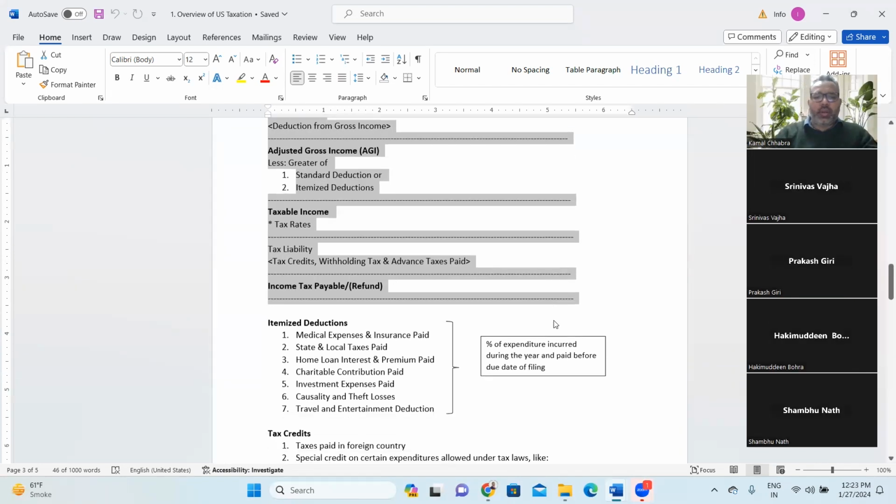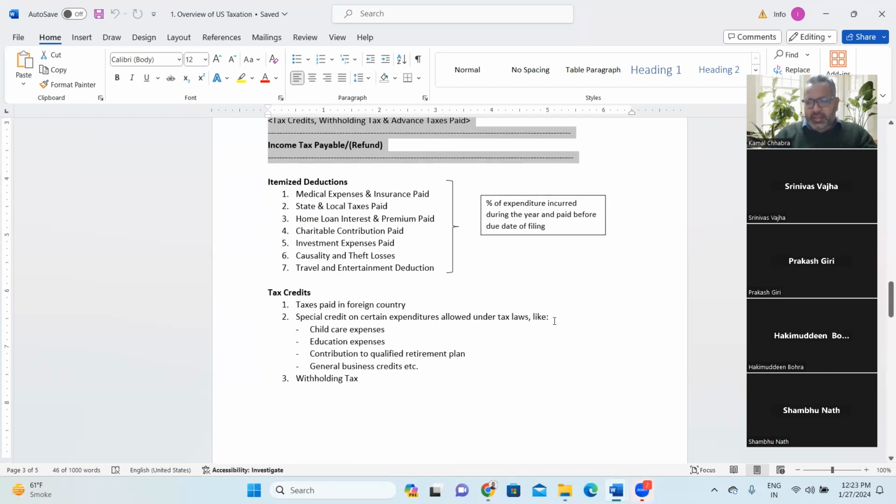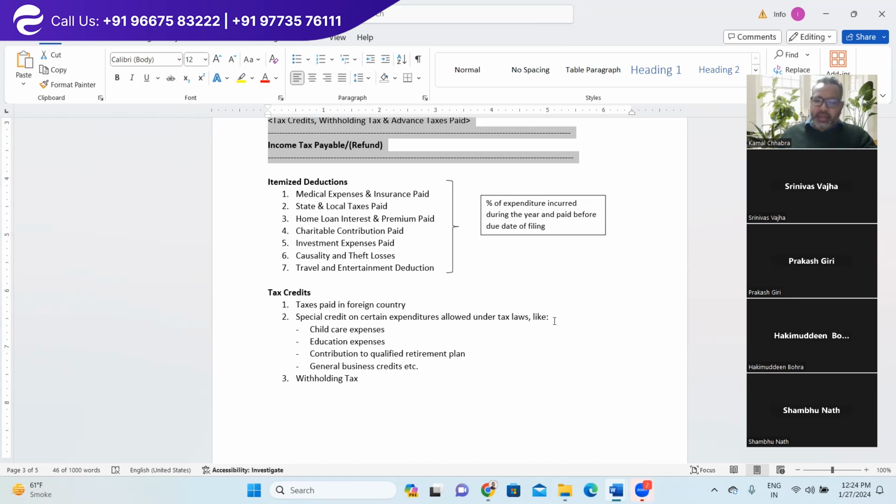Okay, so after that, itemized deduction and tax credit, we discussed in the last class also. This is different from India. In India, you'll get the standard deduction as well as the section 80 deductions, both. But in the US, you can choose either the standard deduction or what is called the itemized deduction, whichever is more beneficial to the taxpayer. Itemized deduction includes a certain percentage of medical expenses and insurance paid, state tax and local tax paid, home loan interest and premium, charitable contribution, investment expense, casualty and theft loss, and travel and entertainment expense.